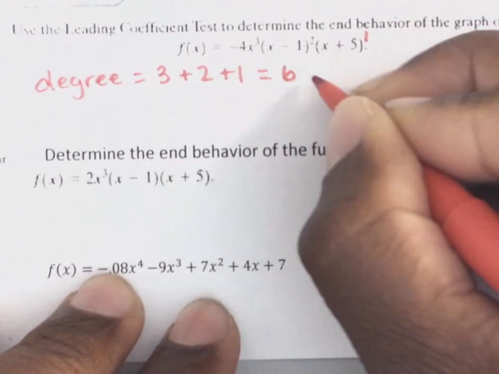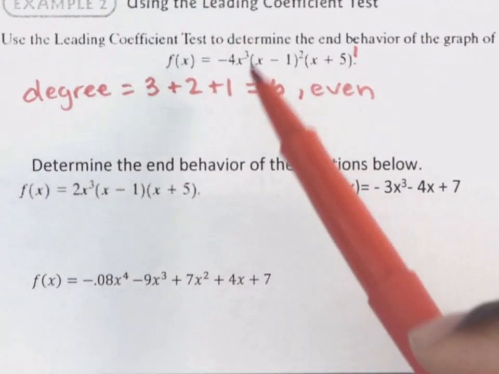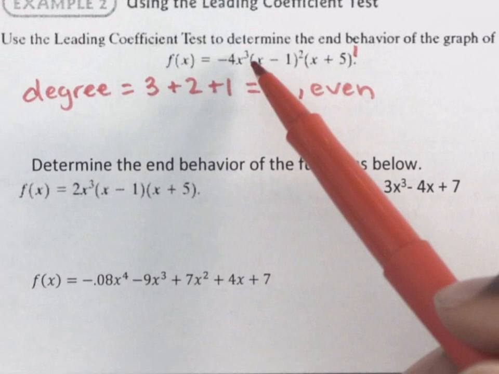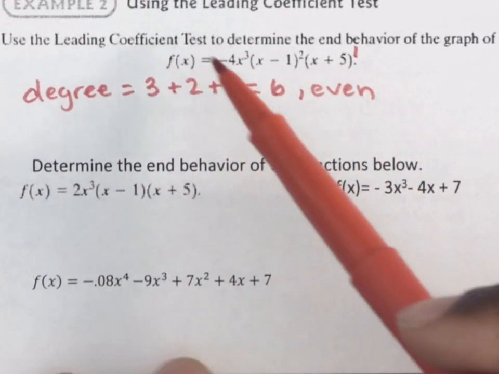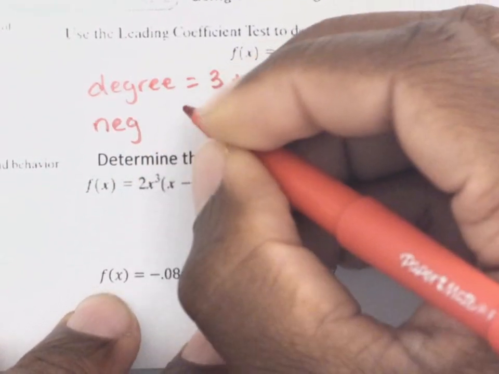Which is 6, and we said 6 is even, right? And then this lead number isn't going to change because it's just times 1 times 1. So the lead number would still be negative. So it rises up also, right? Not quite.